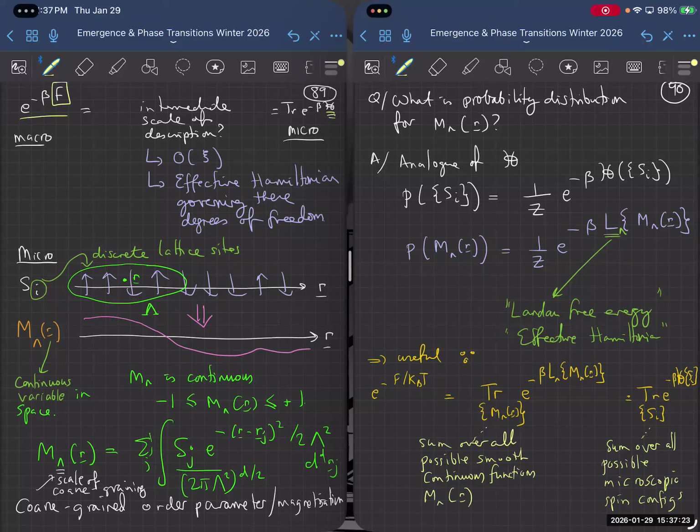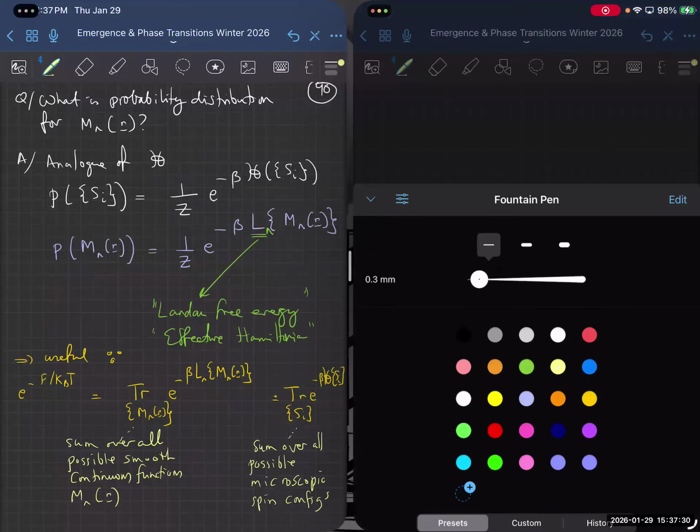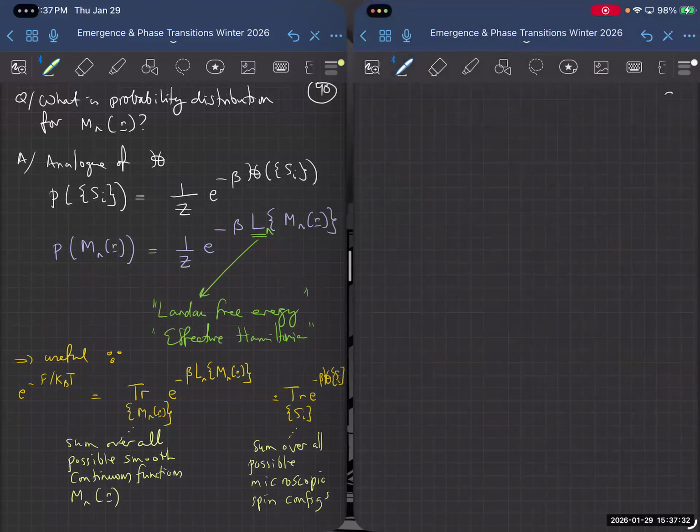And we're going to need to know how to do that. And so that is the thing that is called a functional integral. I'm not going to tell you now how to do that in detail, but one comment that's going to help us figure out how to translate that into a mathematical formula is: we know that m lambda of r is coarse-grained on the scale of lambda.